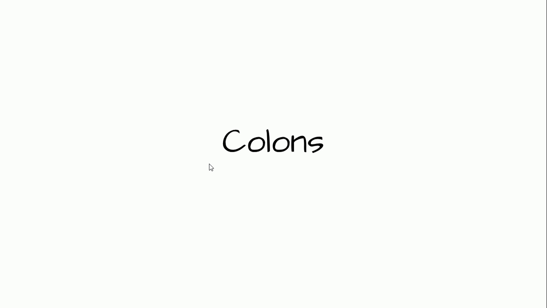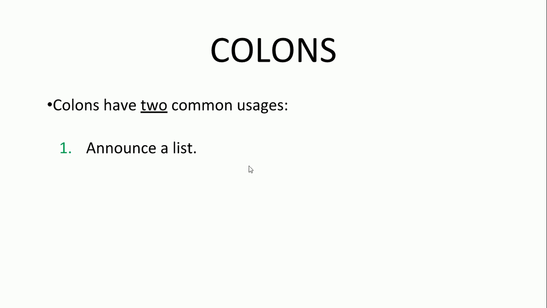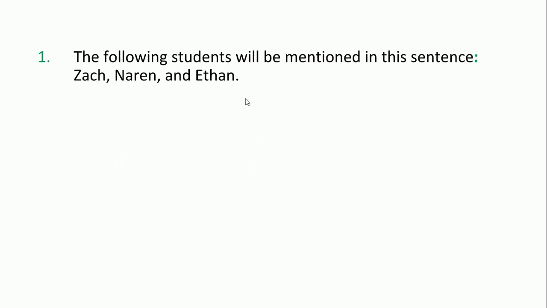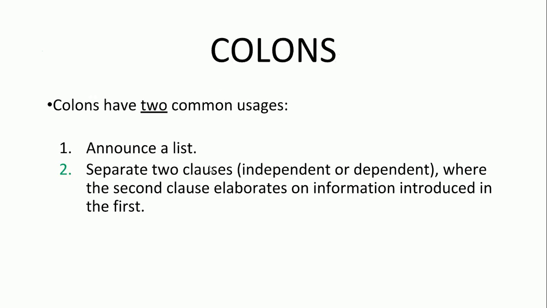Colons. There are two ways to use colons. First way is to announce a list. For example, the following students will be mentioned in this sentence: Zach, Naren, and Ethan. Wow, recursion. Second, you can separate two clauses, independent or dependent, where the second clause elaborates on information introduced in the first. This probably sounds vaguely familiar. It is vaguely familiar. These two ways of using colons are the same as the first two ways of using dashes.